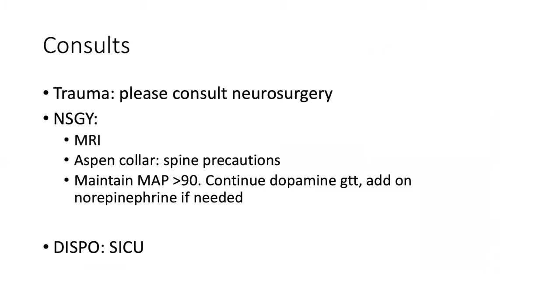So trauma was at bedside when this happened. Trauma was like, well, I don't know what to do with this. Please consult neurosurgery. Neurosurgery said to get an MRI, continue an Aspen collar with spine precautions and maintain a MAP over 90. They said to do a dopamine drip or add on norepi if needed. And he got admitted to the surgical ICU for further care.